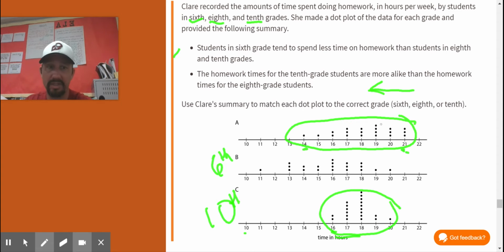And if you look at the 6th grade, talking about the distribution, it's spread out. So it's all the way from 11 up to 20. Okay, if you have any questions, ask.